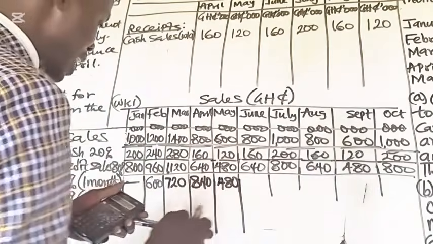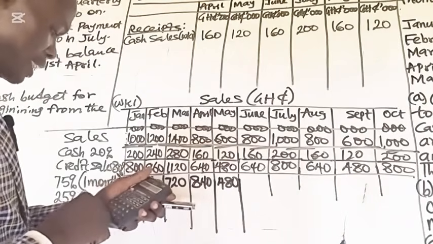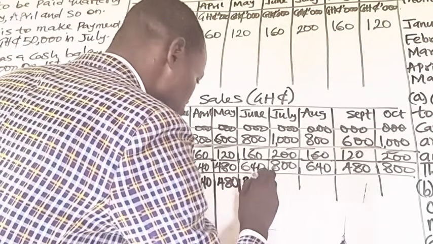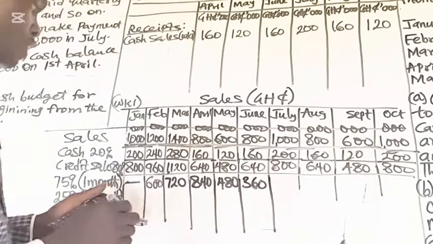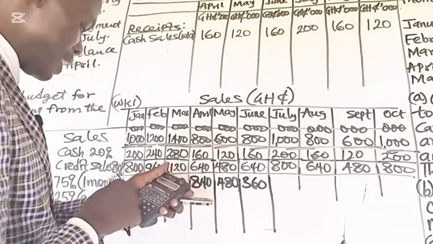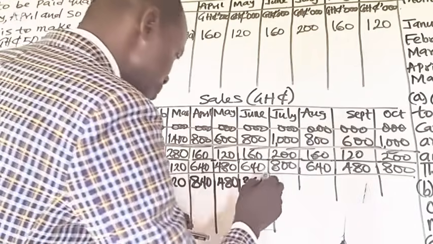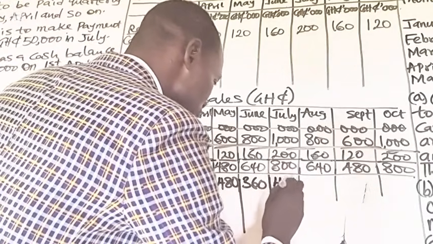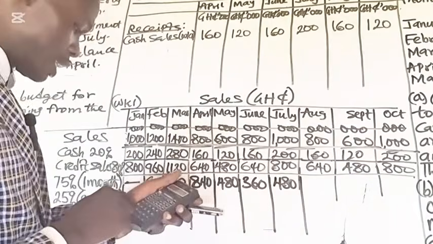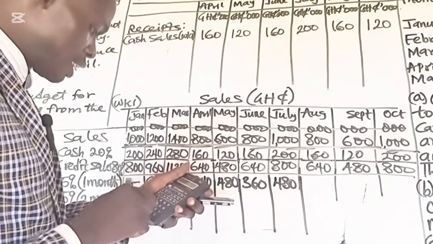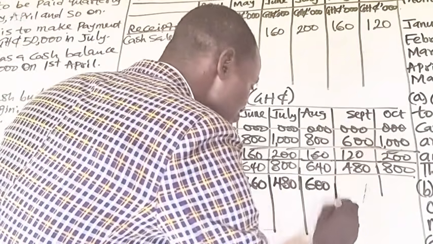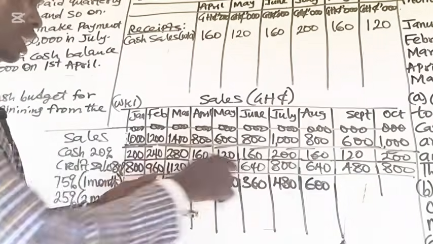Of May sales, the credit sales is 480. 75% of that 480 gives us 360. That will be collected in the month of June. Of June sales, credit sales is 640. And of that 640, 75% is 480. That will be collected in July. Of July sales, the credit sales is 800. 75% of 800 gives us 600, and that will be collected in August. Then of August sales, credit sales is 640.